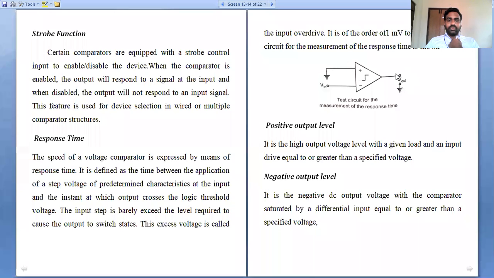It will deliver the output voltage in a matter of time. That means V output is observed in an instant of time. So at a particular instant of time, our test comparator has to respond. That is the response time.